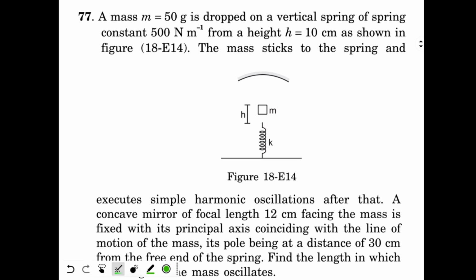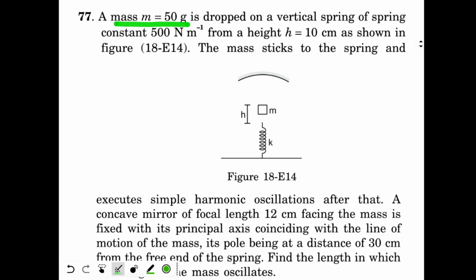Okay, see this question number 77 from chapter 18 of HC Verma. So this question is actually two parts. First part says that a block will be colliding with a spring and then oscillate on the spring. The second part is talking about a concave mirror which will create the image of the block. So let's go to the first part of the question.